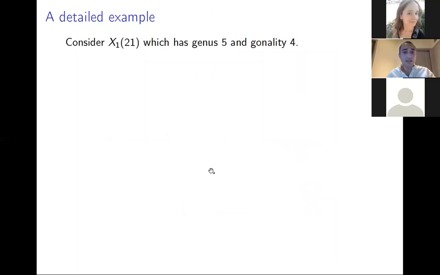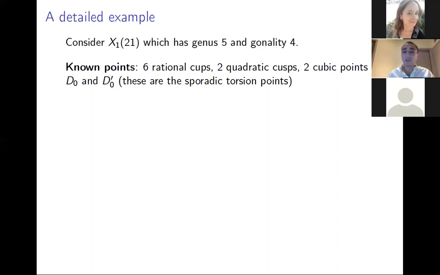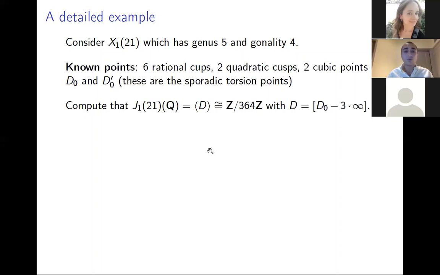As a last thing, I want to give a detailed example of what's happening in the first case that we did. So we have X1 of 21, which is a genus 5 curve, and it has gonality 4. And so we have the following known points. We have 6 rational cusps, not cups, sorry, 2 quadratic cusps, and the 2 cubic points coming from the sporadic torsion and their conjugates. And so we compute that the torsion on J1 of 21 is cyclic of order 364, and we can generate it by the difference of one of these known cubic points and 3 times a rational cusp.